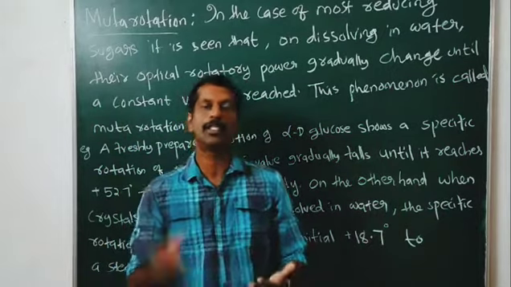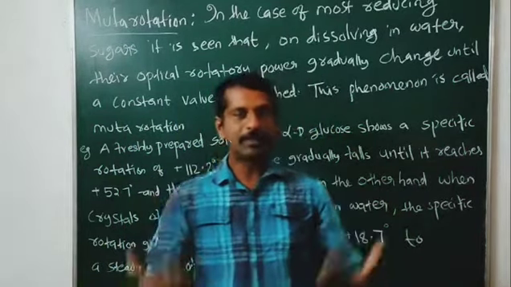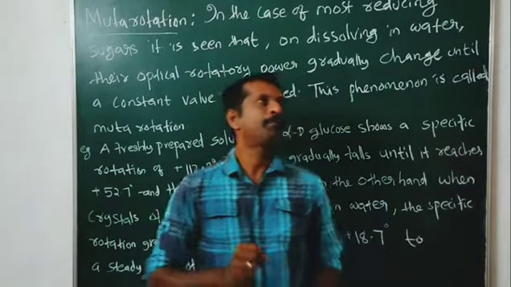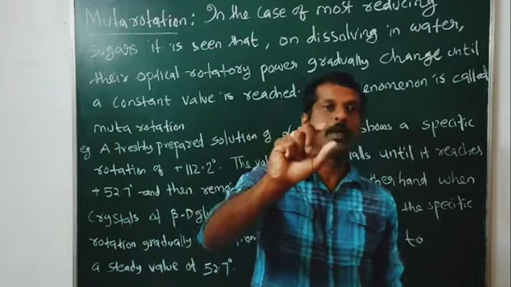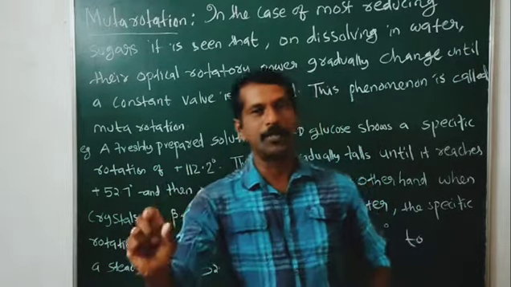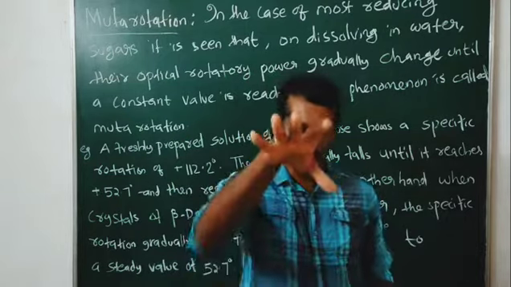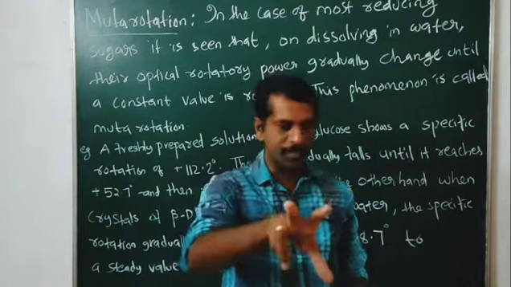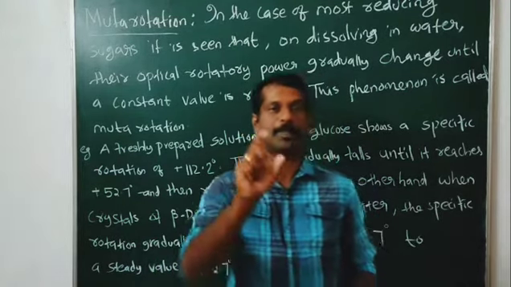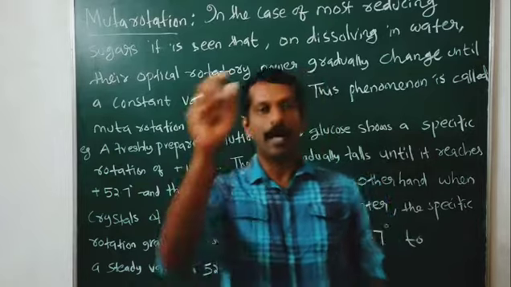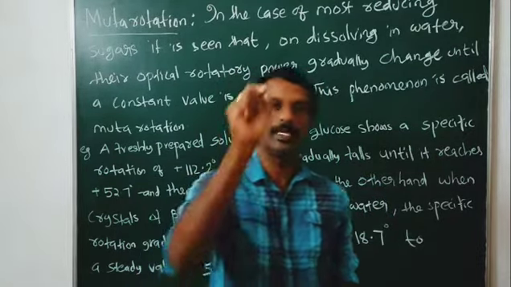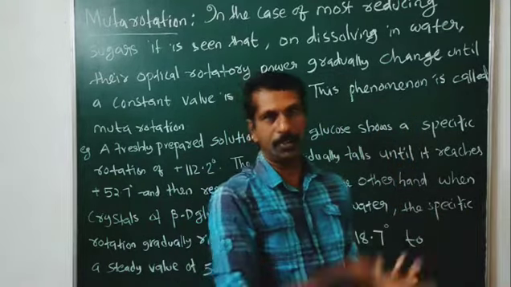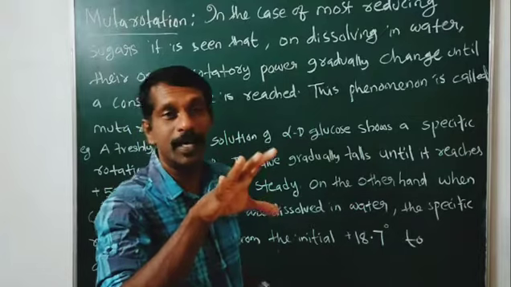We know that in glucose there is a CHO group. For example, with Tollens' reagent, the CHO group reduces Tollens' reagent to metallic silver. So our glucose contains a CHO group, which is a reducing group, or we can say these are reducing sugars. Due to the presence of the CHO group, it can reduce silver nitrate, that means Tollens' reagent, Fehling's solution, etc., and they themselves will be oxidized. So that's why they are called reducing sugars.